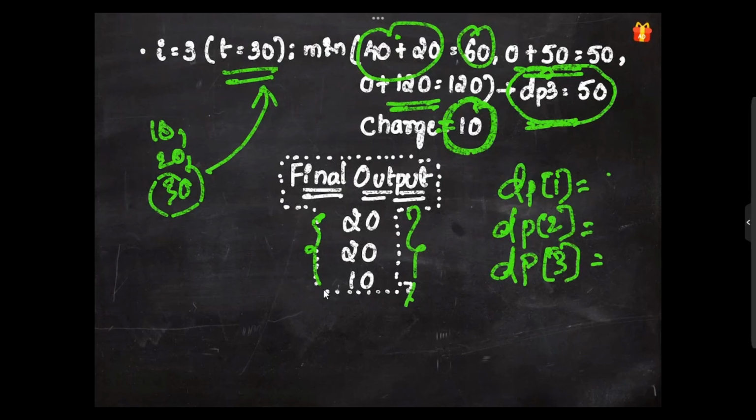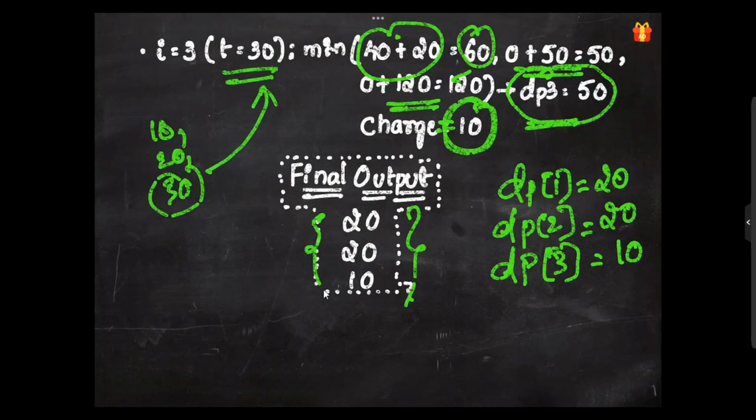So dp of 1 we got here is 20, dp of 2 we have got 20 as charge, and dp of 3 charge we got is 10 basically, right? So min of 40 plus 20 we are going with 60, this one 0 plus 50 and 0 plus 120, this one remains same, dp of 3 becomes 50, right? 60 minus 10 basically. So the charge will be 10 basically, right? So this is fine, I guess.